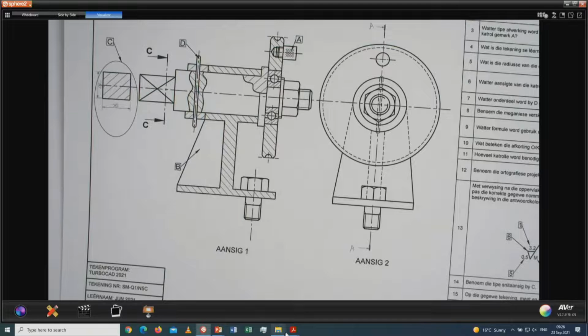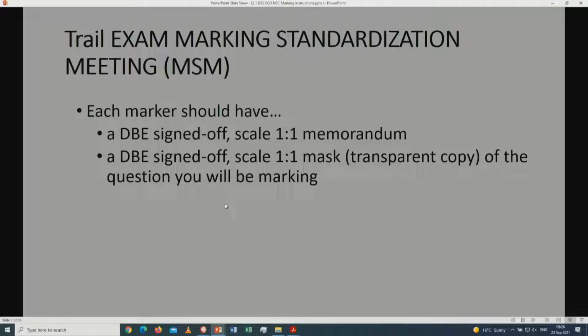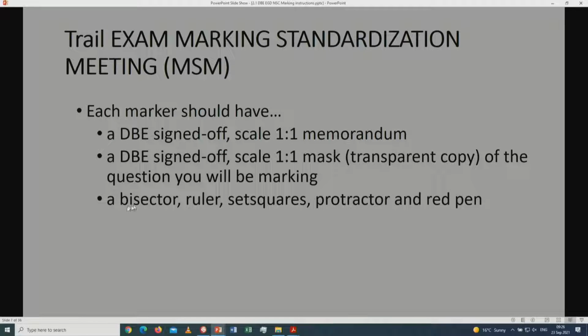So if we go back to where we were just a few moments ago, those transparencies must be done very accurate, very precisely towards the scale of what the drawing is. So make sure after it went through the photocopier that it is still in the correct sequence in that size. All right, and then also a bisector, ruler, set squares, protractor, and red pen. That is part of marking, ladies and gentlemen.